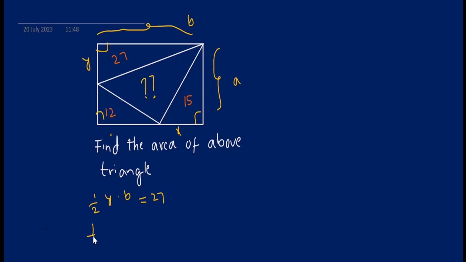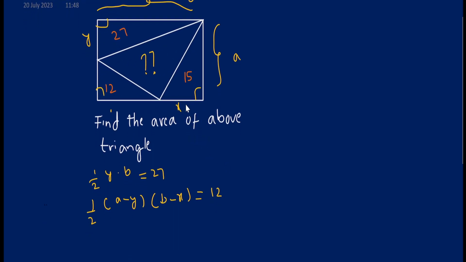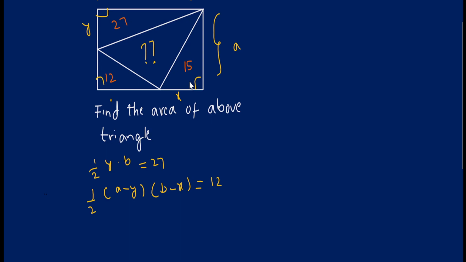So you write half times (a minus y) times, this total is b, this is x, so this is (b minus x). This has to be equal to 12. Now similarly, let's write this equation for the third right angle triangle. So we have half x times a is equal to 15.